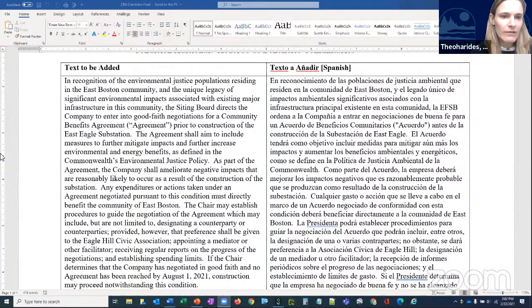In recognition of the environmental justice populations residing in the East Boston community and the unique legacy of significant environmental impacts associated with existing major infrastructure in this community, the Siting Board directs the company to enter into good faith negotiations for a community benefits agreement prior to construction of the East Eagle substation. The agreement shall aim to include measures to further mitigate impacts and further increase environmental and energy benefits as defined in the Commonwealth's energy justice policy, environmental justice policy.